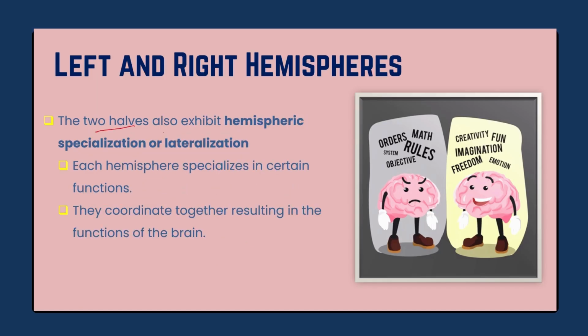The two halves also exhibit hemispheric specialization or lateralization. This means each hemisphere specializes in certain functions. The function that left hemisphere is specializing in may not be the dominant function for the right hemisphere, and vice versa. But both the hemispheres coordinate together, resulting in the functions of the brain. So you understand what is hemispheric specialization now? Each of the hemispheres specializes in certain functions, and both the hemispheres coordinate together, resulting in the complete brain function.